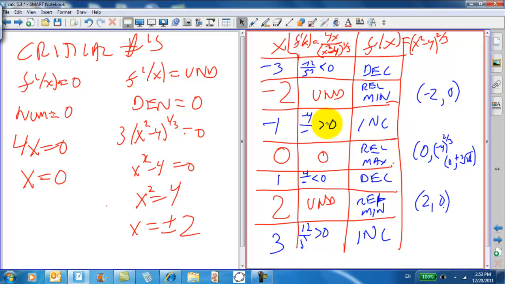Similarly, at 0, we see a change in sign of the derivative from positive to negative, so the function goes from increasing to decreasing, so it must be a relative max. And you put 0 into the function, and you get -4 to the 2/3. You can check on your calculator as the cube root of 16. Finally, as we check out the critical number at 2, which made the derivative undefined, the derivative goes from negative to positive, so the original function goes from decreasing to increasing, so your decrease and then increase means you must have a relative min there at 2, 0. And again, we got the 0 from putting the 2 back in the original function.